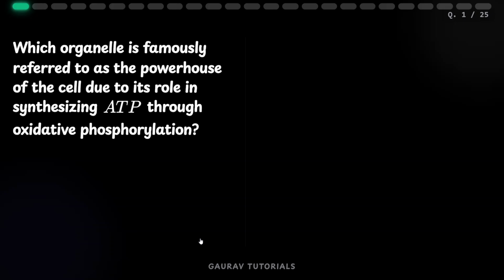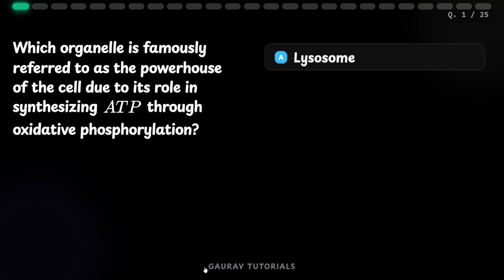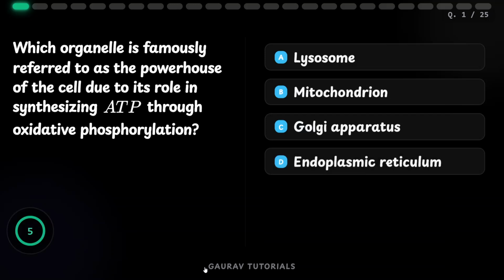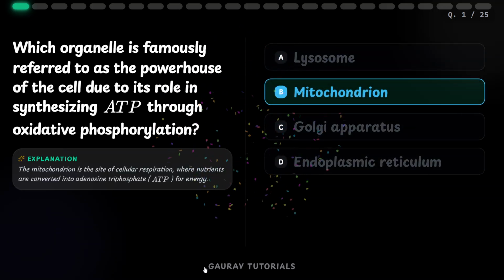Question number one. Which organelle is famously referred to as the powerhouse of the cell due to its role in synthesizing ATP through oxidative phosphorylation? The options are A. Lysosome, B. Mitochondria, C. Golgi apparatus, and D. Endoplasmic reticulum. The correct answer is B.